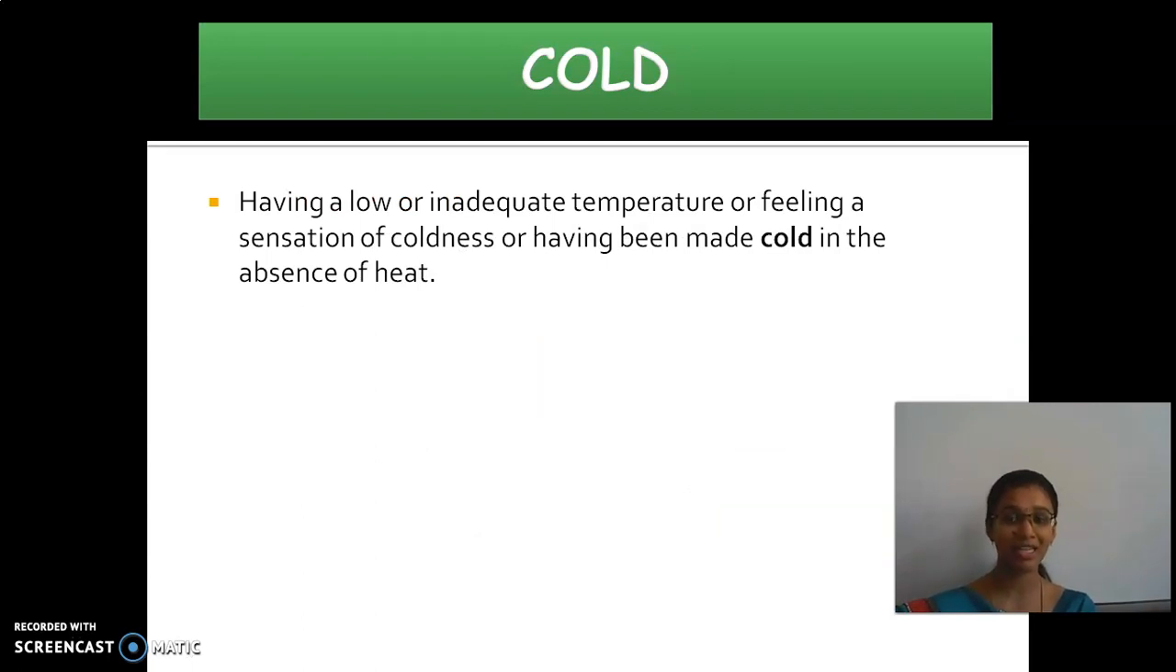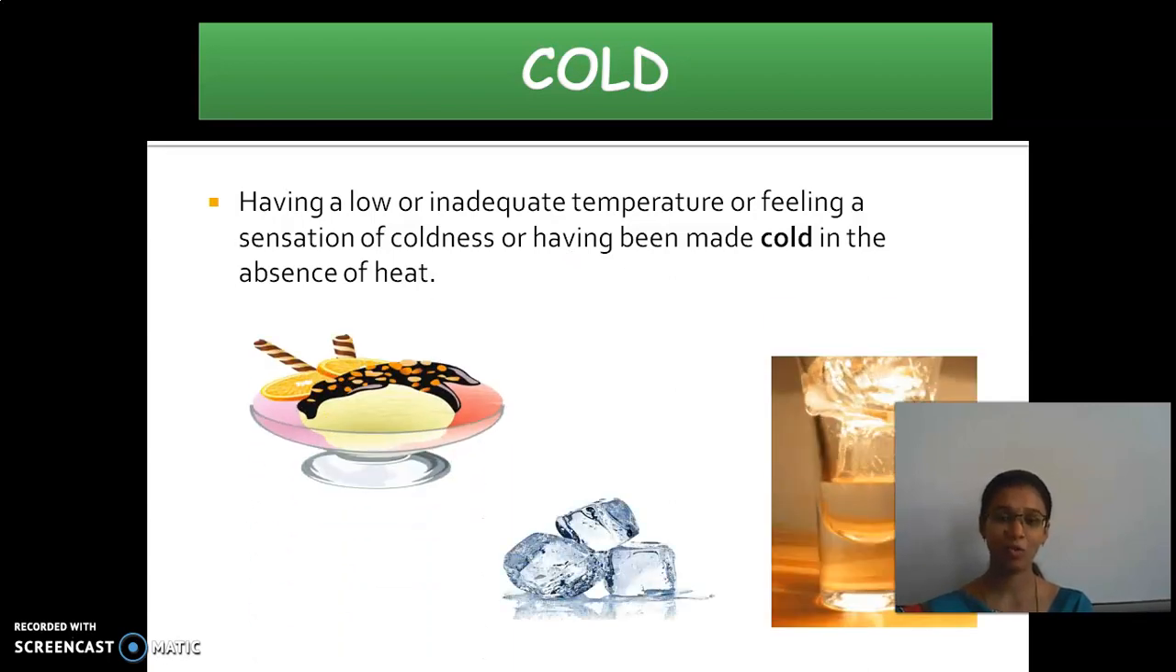And what is the next one? Cold, or we may call it cool. Having a low temperature. Having a low temperature or inadequate. Inadequate also refers to low, which is not sufficient, or a feeling of a sensation of coldness. So, this coldness takes place where the heat is absent. The coldness is felt in the place where there is an absence of heat. So, in the absence of heat, what is there? Coldness.